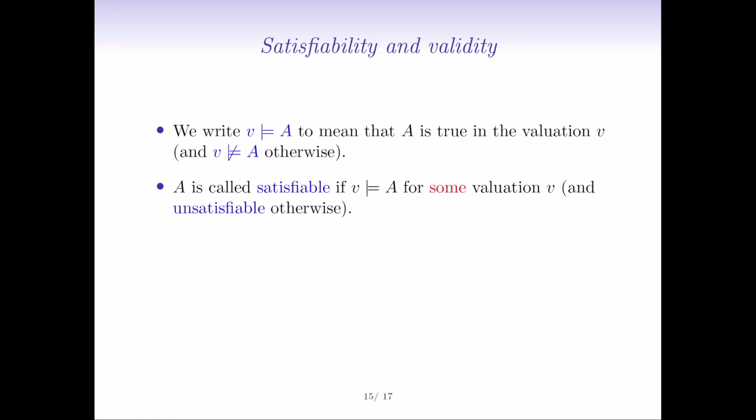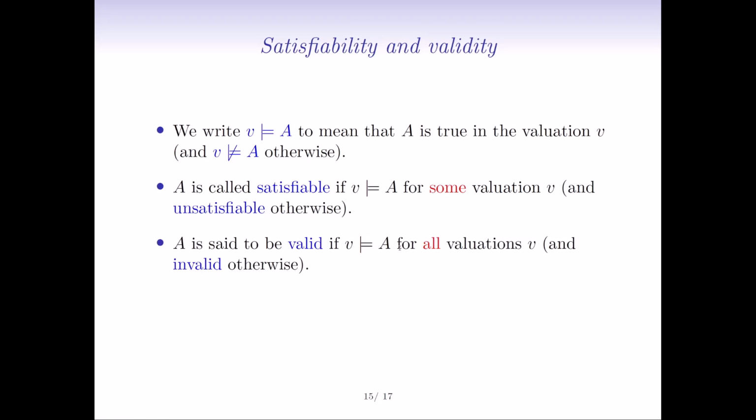In other words, there is some way of assigning truth values to the propositions in the formula such that the entire formula turns out true in at least one line of the truth table. And it's called unsatisfiable if you can't do that, if there's no way of making it true. If it always comes out false no matter what, in other words, if all lines of the truth table turn out 0, then it's called unsatisfiable. And this notion has a dual, which is called validity. A formula is said to be valid if no matter what valuation you take, so for all valuations V, the formula A turns out to be true.